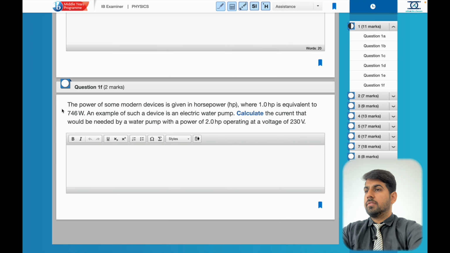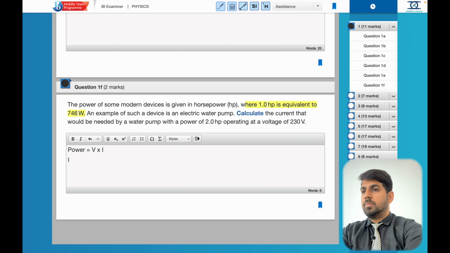Now 1F, the power of some modern devices is given in horsepower. 1 horsepower is equivalent to 746 watt. Okay, so you can see here that this is equal to 746 watt. An example of such a device is an electric water pump. Now we have to calculate the current. Now power we know is equal to V times I. You can check in the data booklet as well. Okay, so now I will be equal to power divided by voltage, or the potential difference.